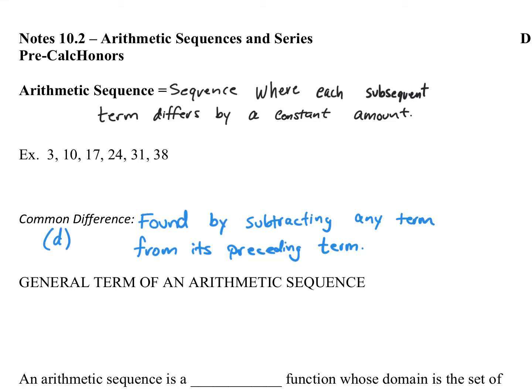Hi everyone, this is 10.2, Arithmetic Sequences and Series. So we're going to start with a definition of an arithmetic sequence. An arithmetic sequence is a sequence where each subsequent term differs by a constant amount.